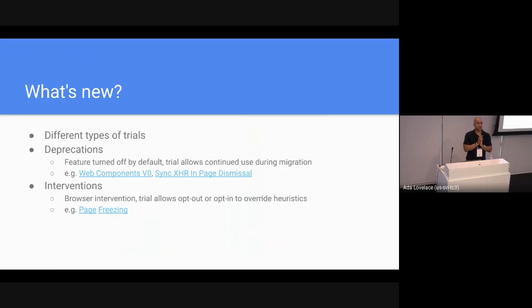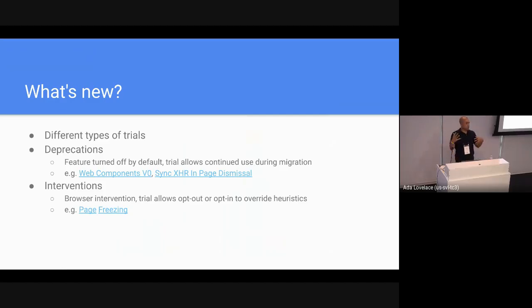I'd mentioned Web Components V0 in April, but now with M80 is when the rubber is hitting the road, in that we're actually going to try and turn off some of the Web Components features, and now you will absolutely positively have to use the origin trial. So I should back up. The idea with using it for deprecations is that we want to turn off a feature, i.e. some of the Web Components V0.